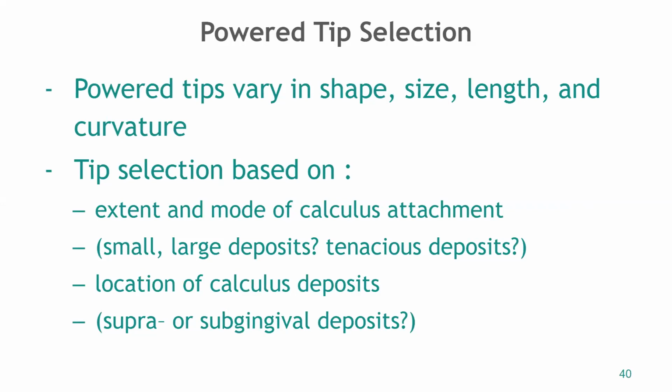Okay. Powered tips vary in size, length, shape, and curvature. Tip selection is based on what kind of calculus we have. Are they small? Are they large? Are they tenacious? Are they on the root surface? Are they on the enamel? Are they subgingival? Are they supragingival? Do we have multiple different kinds? Do we have calculus imbrications? And ultimately, this is going to be a lot like our hand instruments, where there are some hygienists who love Gracies and some hygienists who love universals. You guys are all going to develop your own preferences on what kind of tips you like.